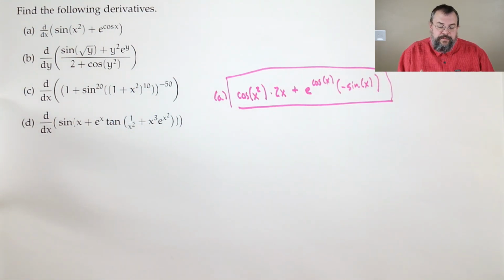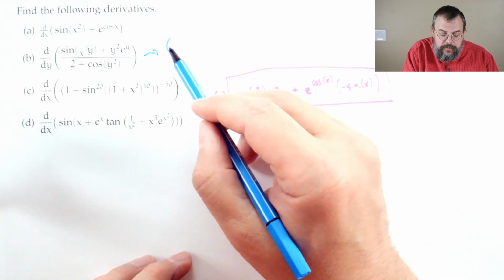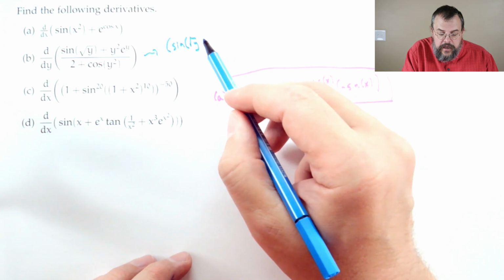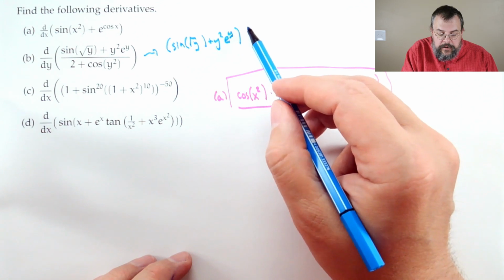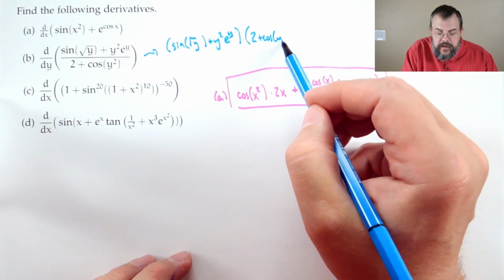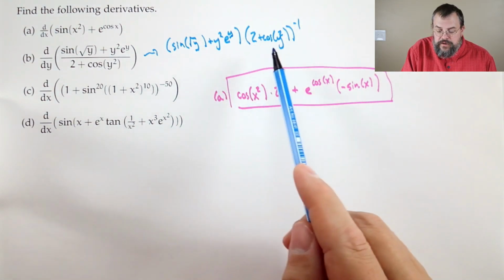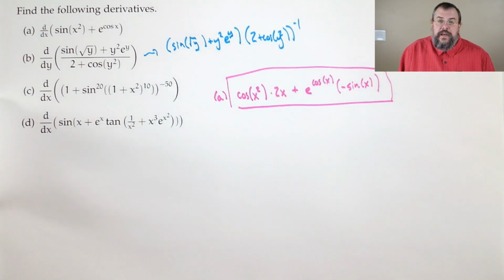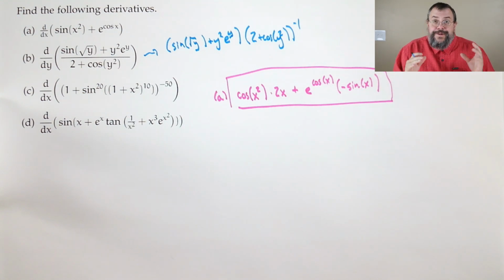Now, by the way, there's another way to think about this if you're morally opposed to quotient rules. You could rewrite it with the numerator sine of root y plus y squared e to the y, and the denominator as 2 plus cosine of y squared, to the minus 1 power. Then you can do a product rule, and on the denominator part a power rule, since there's a power rule when you have something to a power. But we'll do a quotient rule.